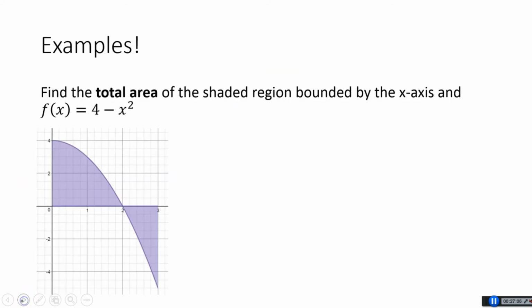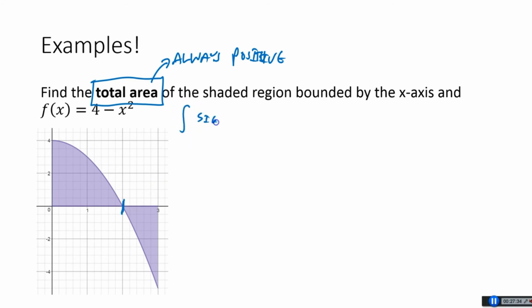I think I might have one more. So we want the total area. The reason I bolded that is because total area is always positive. Always positive. So even though we see we have some part that's above the graph here and some part that's below, what we're going to do is split it up, find the integral of each piece, and then add them together, because area is always positive. If they ask for an integral, that has sign, S-I-G-N. So integral has sign. It'd be area above minus area below.